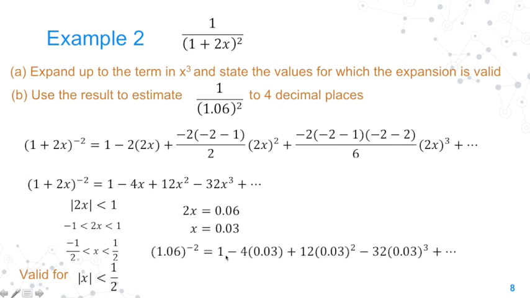And we are going to have 1 minus 4 times 0.03, and then we can get now the value, and that is 0.8899. This is correct to 4 decimal places.